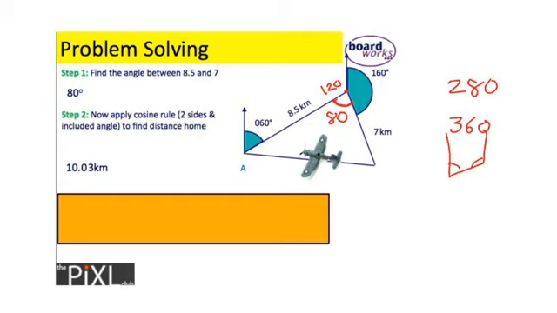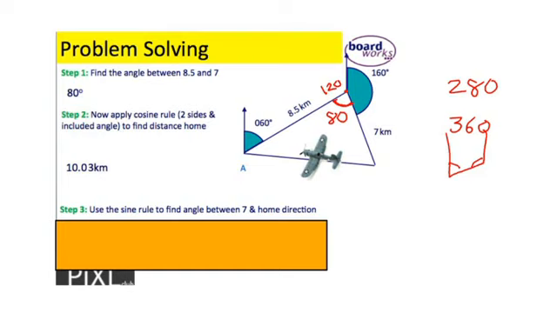The final step is to use the sine rule to find the angle between 7, the length here, and the home direction here. So the angle that we're trying to find in purple is this angle here. We have our length here, which is 10.03, we have our length here, which is 7, we have our angle of 80, and we have our length here of 8.5.